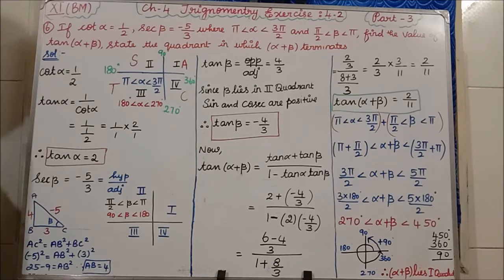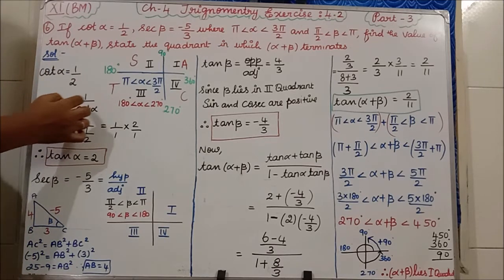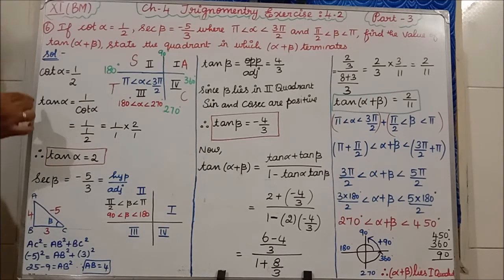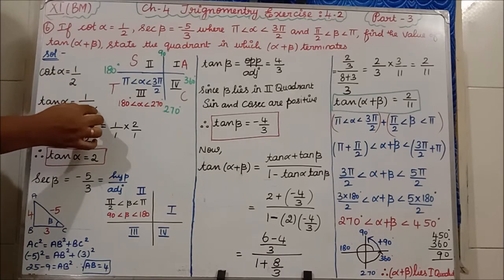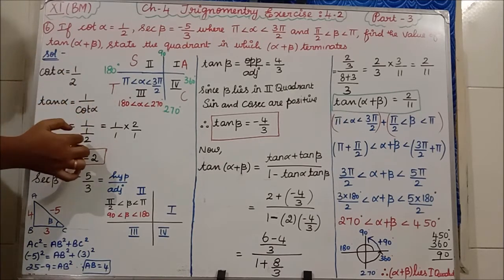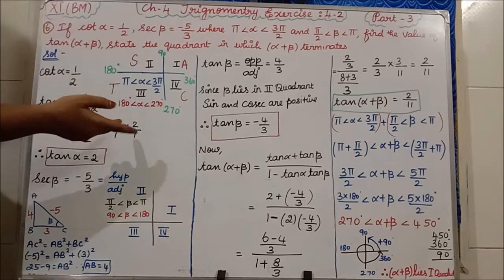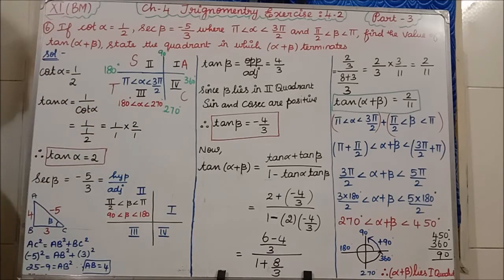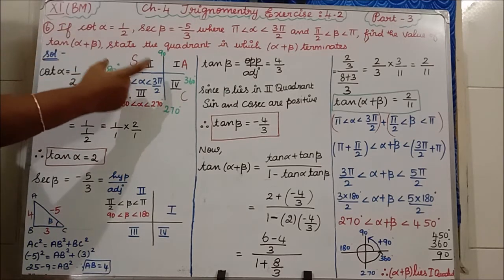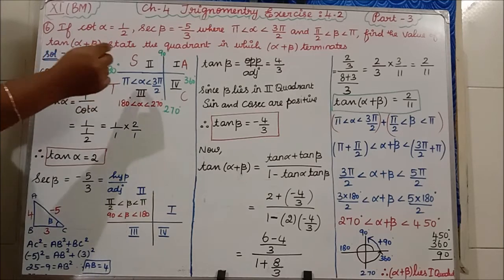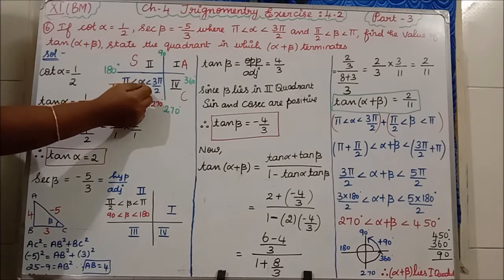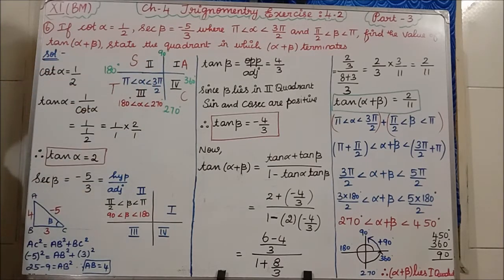So we all know tan alpha is what? 1 divided by cot alpha. Okay, tan theta is equal to 1 divided by cot theta. So 1 divided by 1 by 2, if we are writing the reciprocal, we are getting tan alpha value is equal to 2. Clear? And see that alpha ranges from pi less than alpha less than 3 pi by 2, they are given.